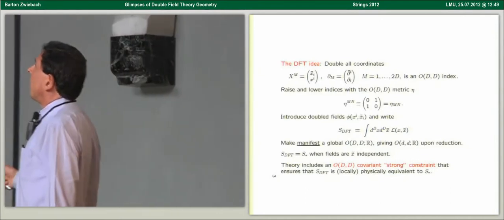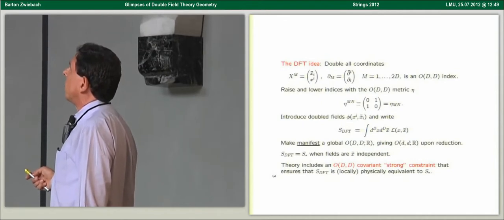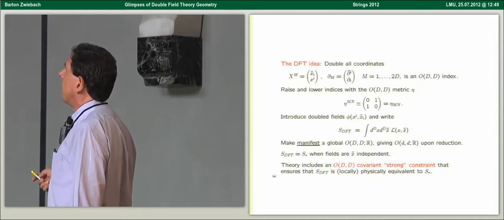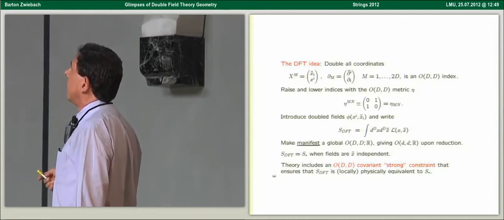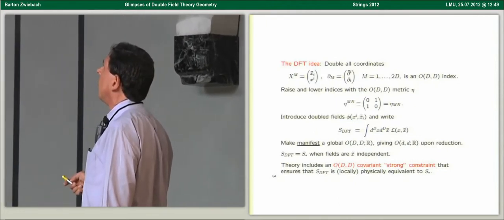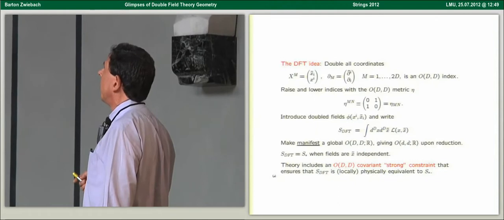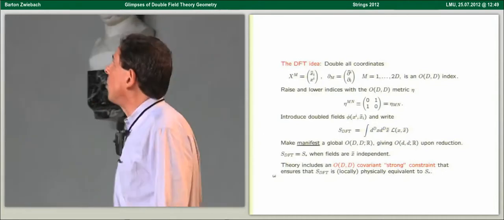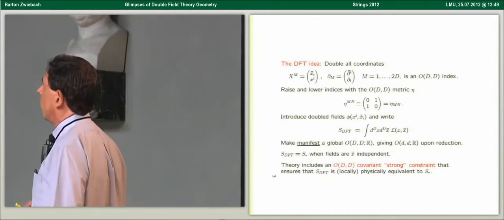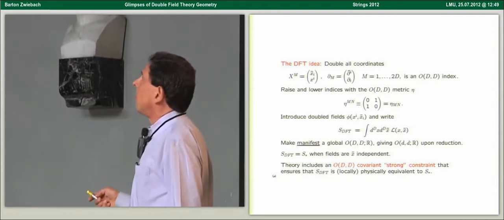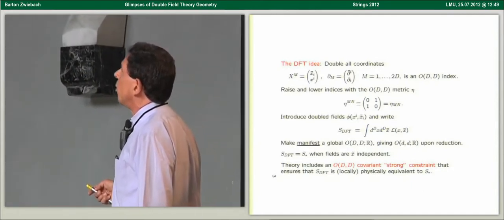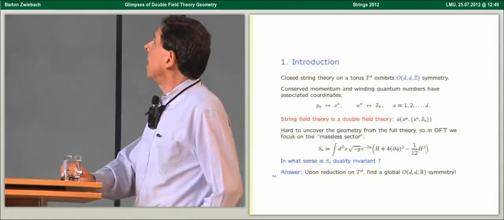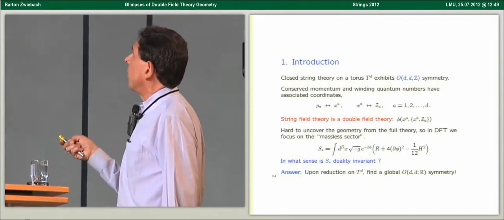So once you have this notation, we introduce doubled fields. We double all the coordinates and write a theory like this, integrate over the doubled space. And in this theory, we realize a manifest global O(D,D) symmetry, continuous symmetry, that will give, once you do dimensional reduction, it will give you back this O(D,D) symmetry that was known to exist. Moreover, this double field theory action, when you assume that the fields are independent of the other set of coordinates, will reduce to that action that you have here.